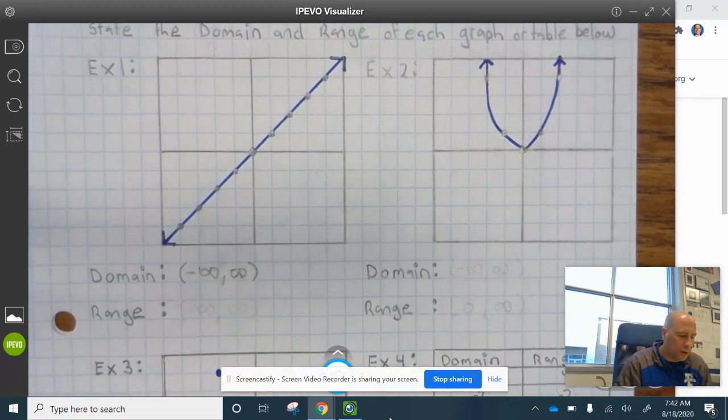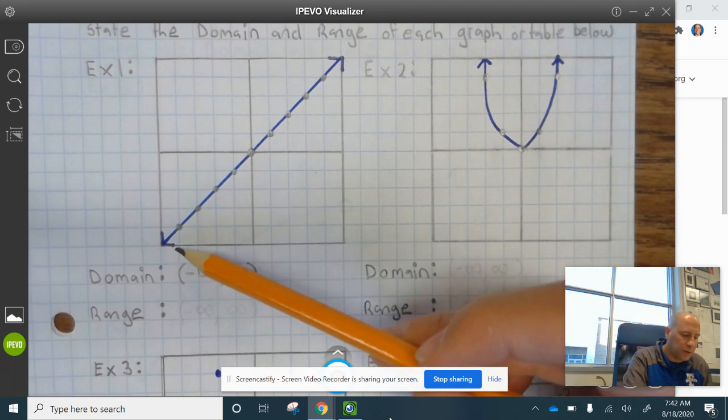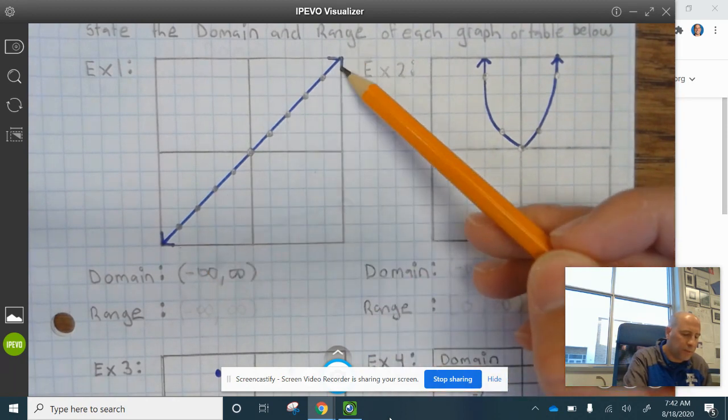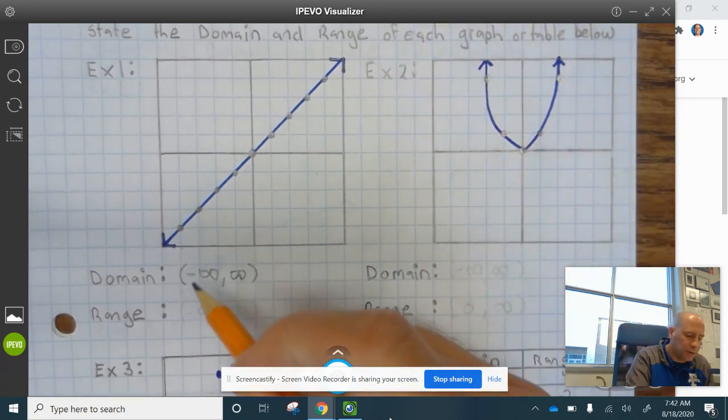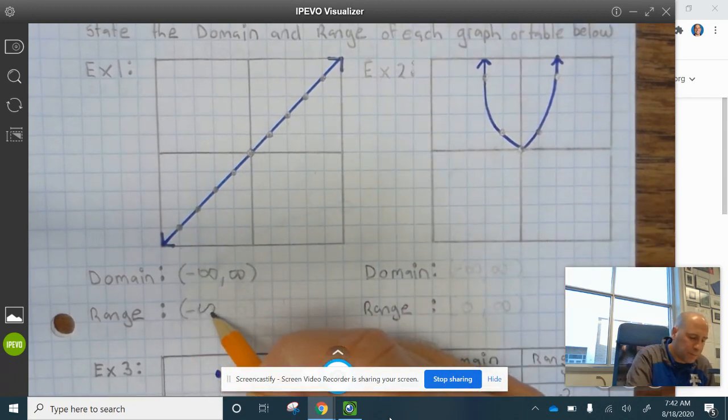Okay. Now range is from bottom to top. And you see here that it's going down infinitely in a negative direction and it's going up infinitely in a positive direction. So the range is negative infinity to positive infinity.